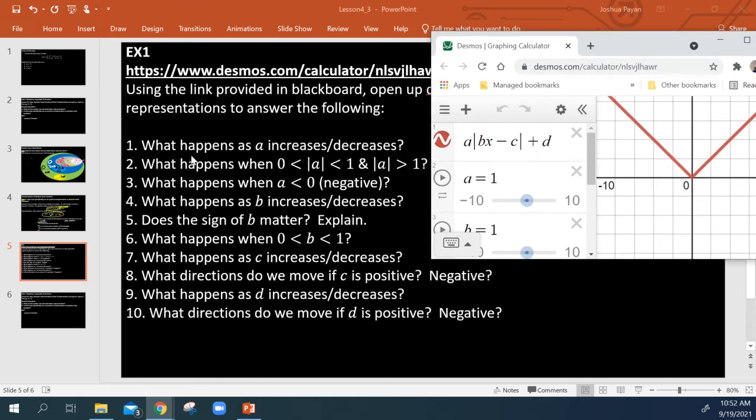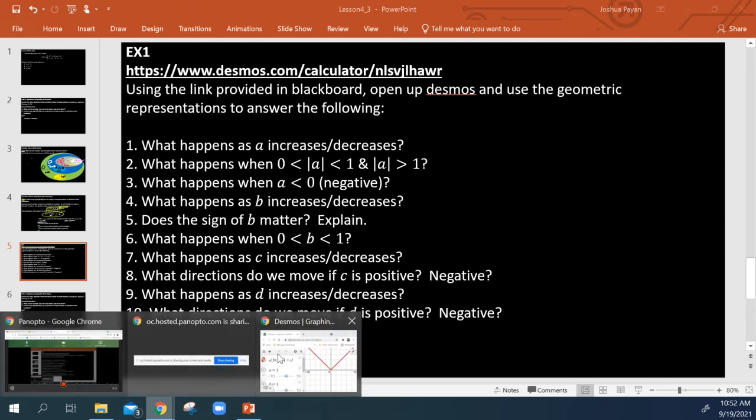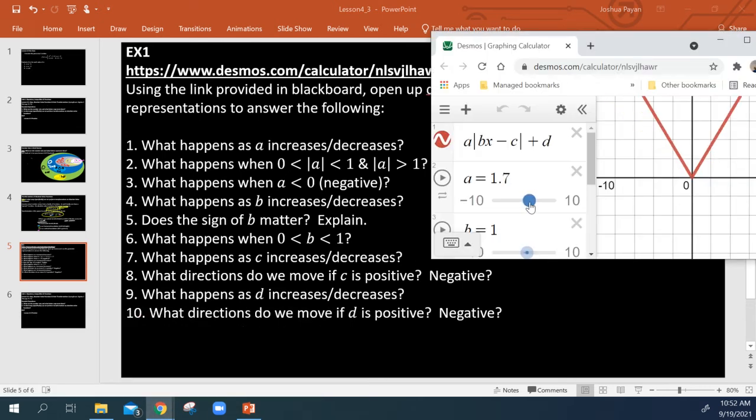Okay, so let's answer number one. What happens as A increases or decreases? So that's our A that we talked about here. Our A is our vertical stretch or shrink, right? So what happens when we increase that? If I use Desmos and increase the slider, we see that we're getting vertically stretched. So when A increases, we get vertically stretched. When A decreases, we get vertically shrunk, until we get to zero. Then when we get to zero and past zero, we see we get a reflection.